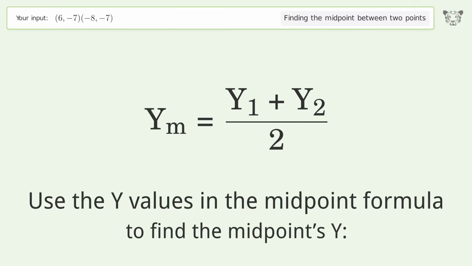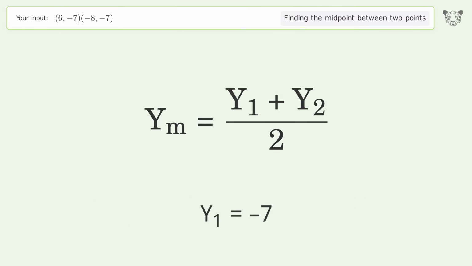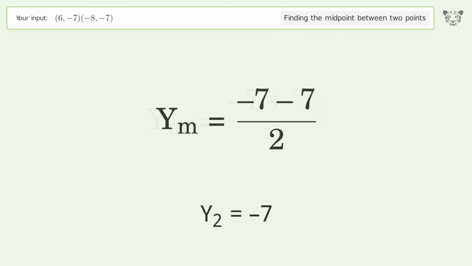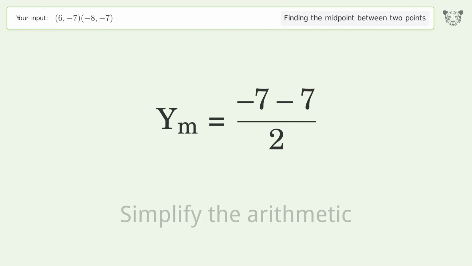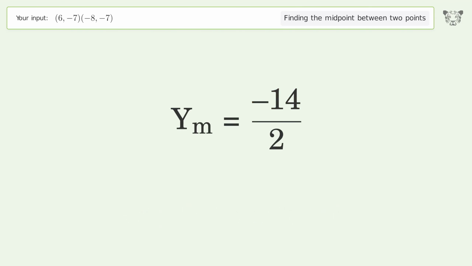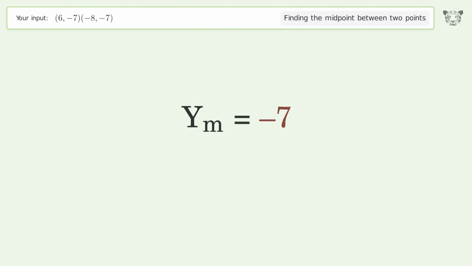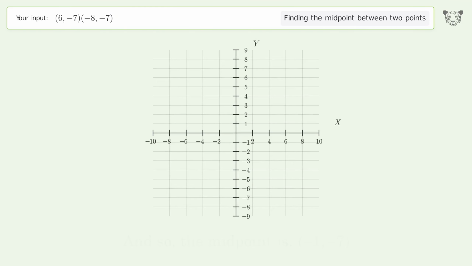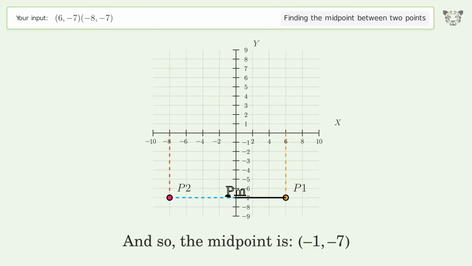Use the y values in the midpoint formula to find the midpoint's y. y1 equals -7. y2 equals -7. Simplify the arithmetic. And so, the midpoint is -1, -7.